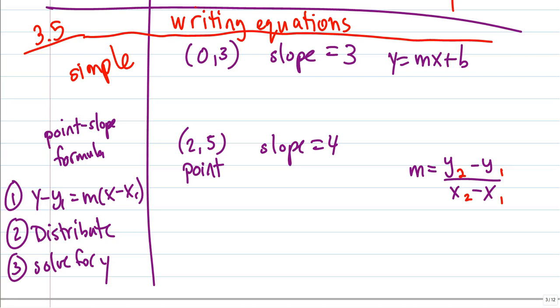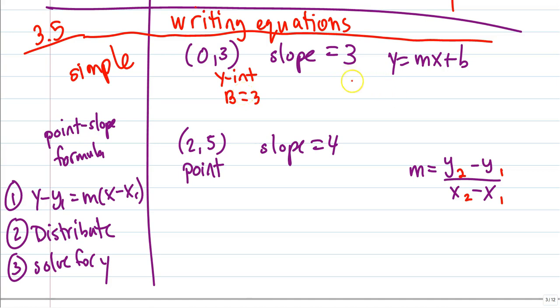So for section 3.5, we're going to be writing equations from different forms. I'm going to start with a simple one because they're going to want the answer in y equals mx plus b. They're going to say through a point (0, 3) with a slope of 3. Well, if you notice, this point happens to be the y-intercept. So that is the y-intercept. Basically, our b is 3, and our slope is 3.